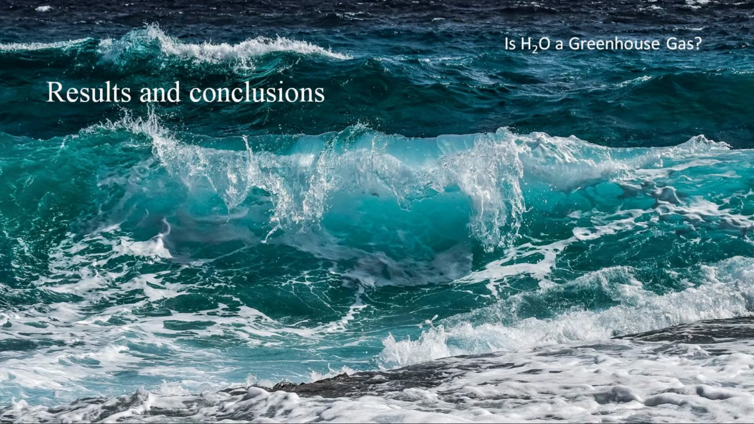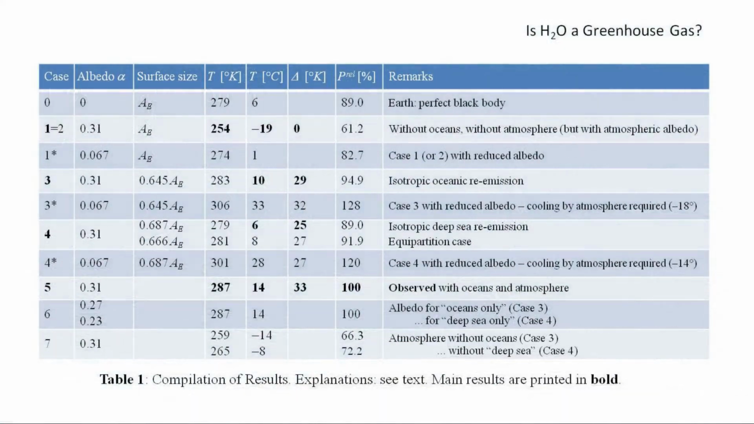Results and conclusions. Let us begin with a survey of the numerical results for all cases shown in Table 1. Case 0 describes the Earth as a perfect black body with zero albedo, that is maximal warming, and we come out with a temperature of 279 degrees Kelvin or 6 degrees Celsius. Case 1 equals Case 2 and describes the Earth without oceans and without atmosphere, but nevertheless with atmospheric albedo alpha equal to 0.31. This case comes out with a temperature of -19 degrees Celsius and is the reference case for further calculations.